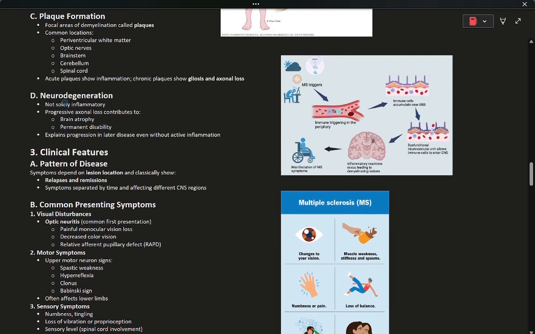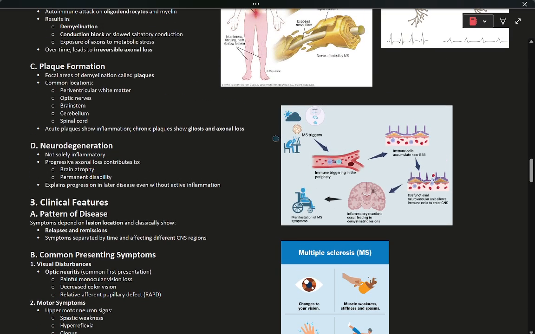And then here's a nice picture that outlines or breaks down how we get from the triggers of multiple sclerosis to immune triggering in the periphery and then to immune cells accumulating near the blood-brain barrier before crossing the barrier. And then how this leads to inflammatory reactions, ultimately leading to demyelination, eventually neurodegeneration.